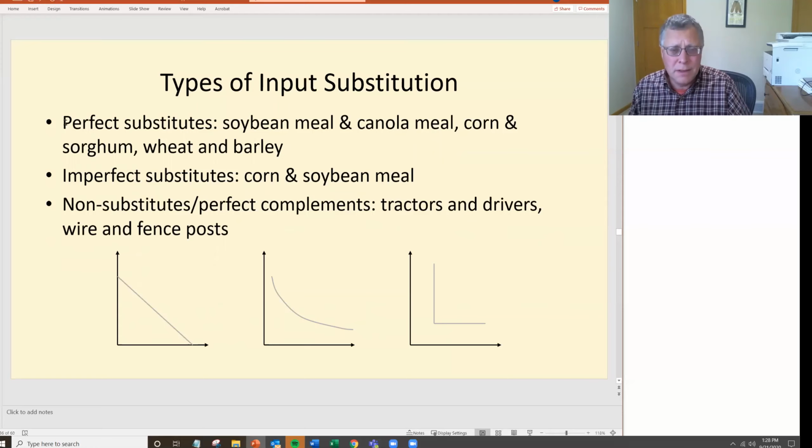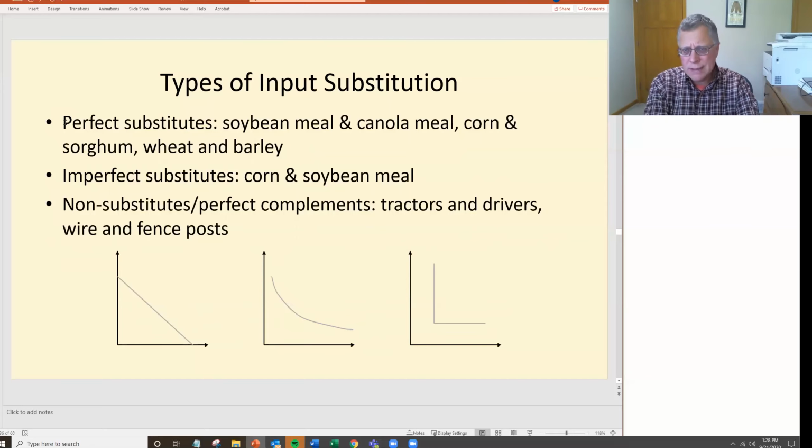So types of input substitution, I think probably the perfect substitutes are certain kinds of sources of feed. Soybean meal and canola meal are good examples, also corn and sorghum, wheat and barley in feed rations. Up north, Canada, I think, is the world's largest canola producer, and there's a lot of canola meal left over and available. So as you go further up there, in feed rations for cattle, for dairy cows, for hogs, you can use canola meal instead of soybean meal. It's another high oil seed, lots of protein, lots of fat. There's some conversion between them. 1 pound of soybean meal is equal to 2 pounds of canola or something like that.